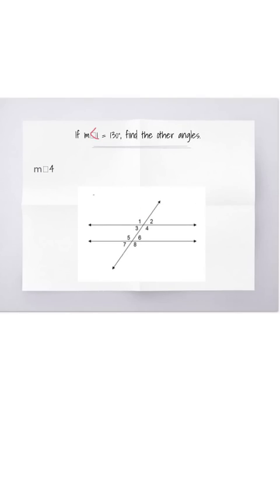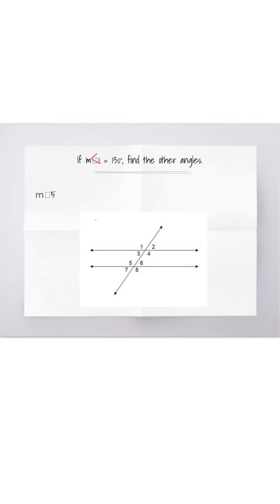Again, if the measure of angle 1 is 130 degrees, we can find the measure of angle 4. Angle 4 makes a V that points at angle 1, and they share a vertex, so we know they're vertical angles, so they are equal. So the measure of angle 4 would be 130 degrees.